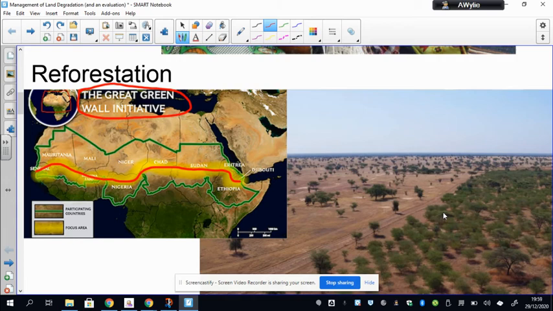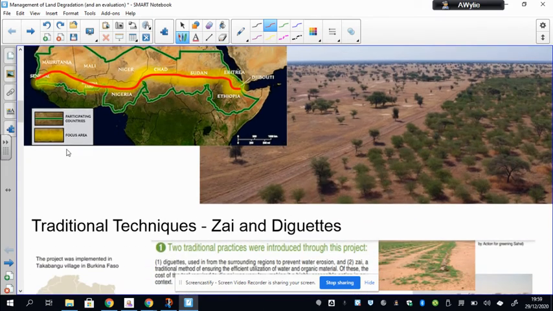Another slight criticism of the project is it's extremely expensive and reliant on money from international agencies, which has to continually flow into this region because the governments themselves can't afford the costs of reforesting on a scale which is currently being proposed, which is literally billions of trees needing planted across the Sahel in order to repair the damage that's been done. So that's reforestation.